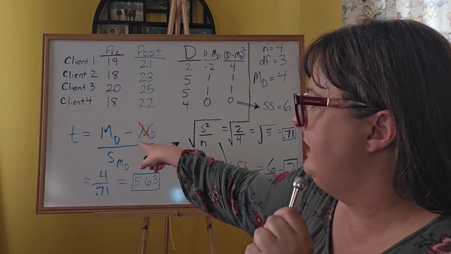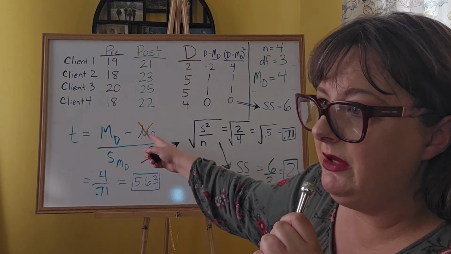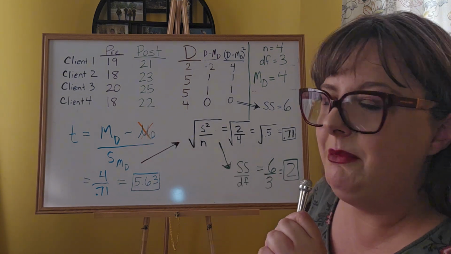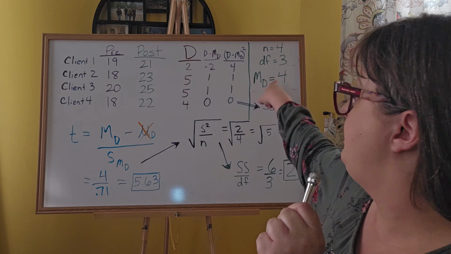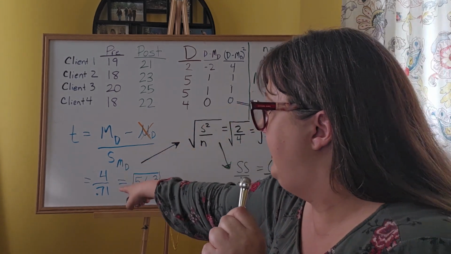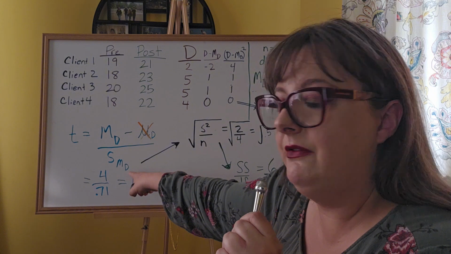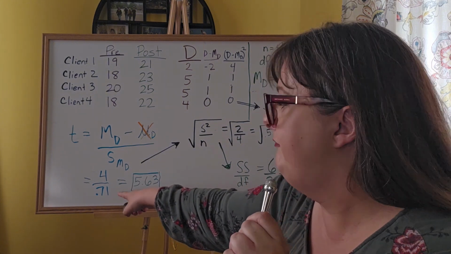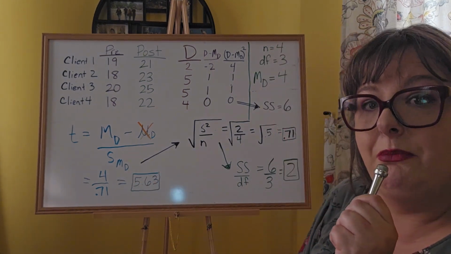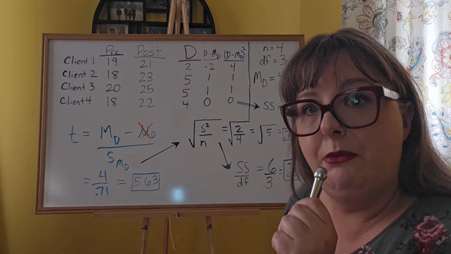Because it's the mean difference minus the population mean difference, which is 0, so we don't have to really worry about it. So we have our mean difference, which was 4, divided by our estimated standard error of the mean difference, which is 0.71. So 4 divided by 0.71 is 5.63.